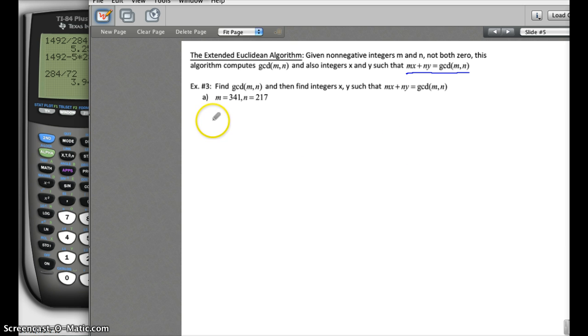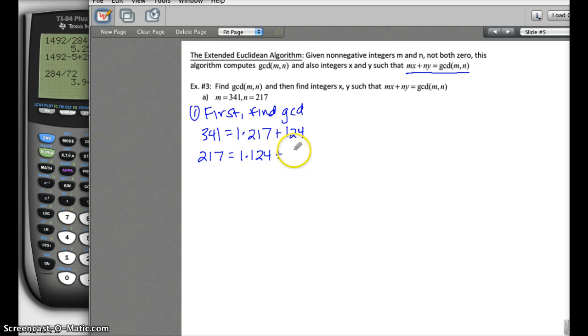So let's try it first here for 341 and 217. First, just find the GCD, just like we were doing on the last two examples. So 341, 217 goes in there one time. You take 341 minus 217, you get 124. Bring down the 217, 124 goes in once. 217 minus 124 leaves a remainder of 93.